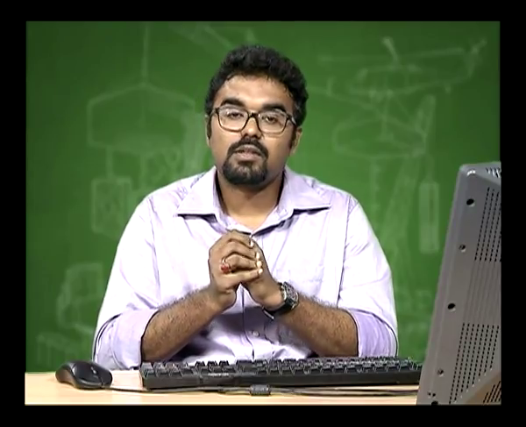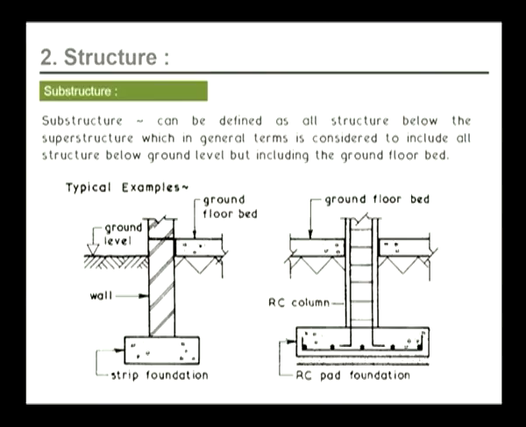Moving to another kind of classification, the structures can also be classified as substructures and superstructures. The substructure can be defined as all structure below the superstructure, which in general terms is considered to include all structure below ground level, but including the ground floor bed. What it means is, anything below the ground level can be termed as the substructure.